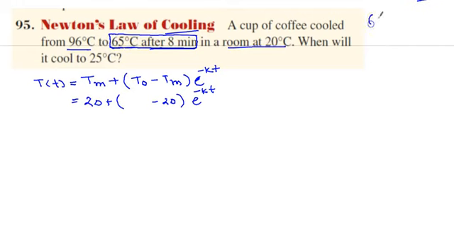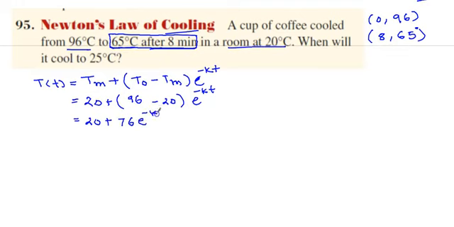So think about at 0, initial temperature was, not 0, but initially the coffee was 96 degrees centigrade, and after 8 minutes, it reduces to 65 degrees centigrade. So 8 minutes, it reduces to 65. So this number will be 96. So let's simplify. 20 plus 76 e to the negative k times t. And this is T of t.